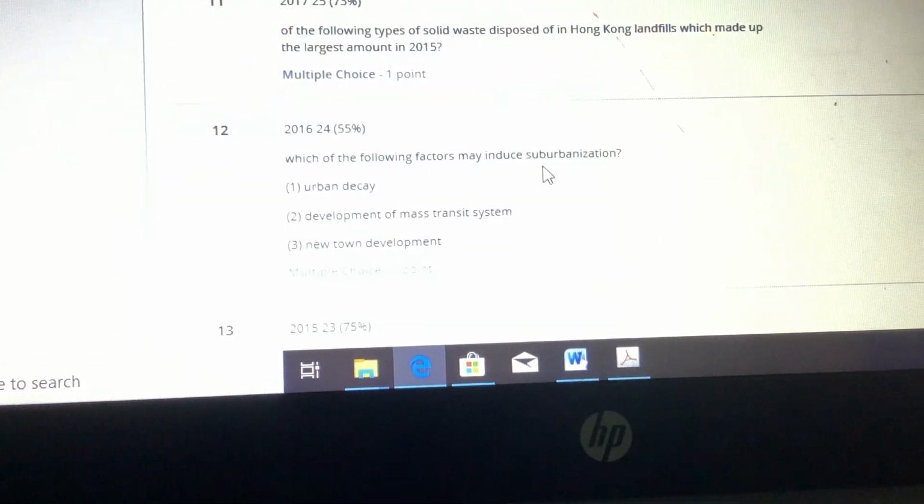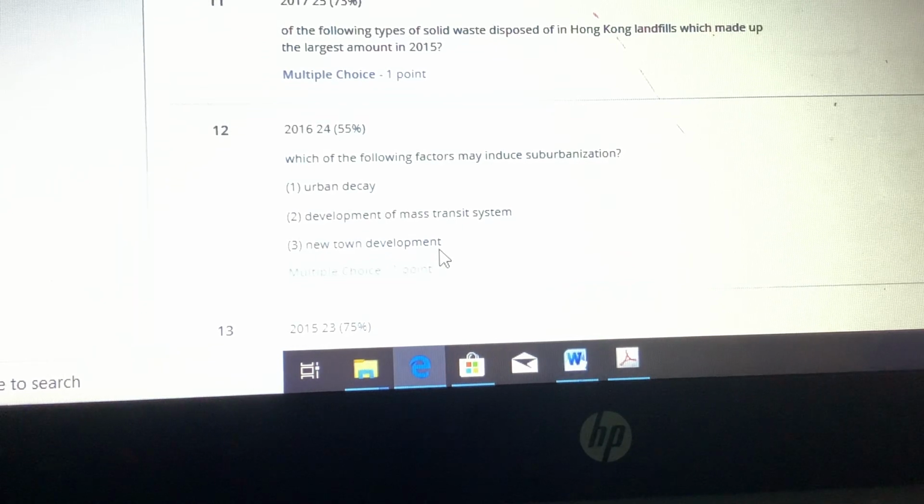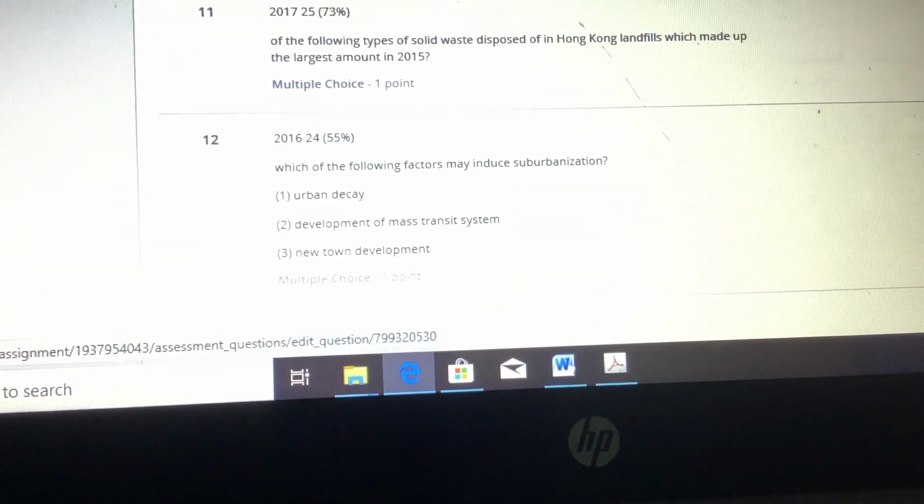Which of the following factors may induce suburbanization? Urban decay, isn't it? New town development, isn't it? Let's check out the choices, because everyone seems alike.